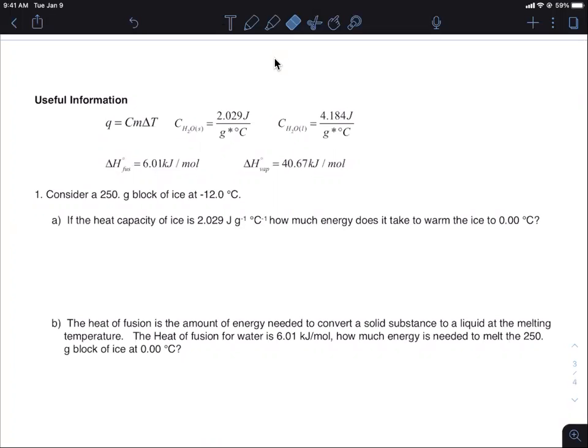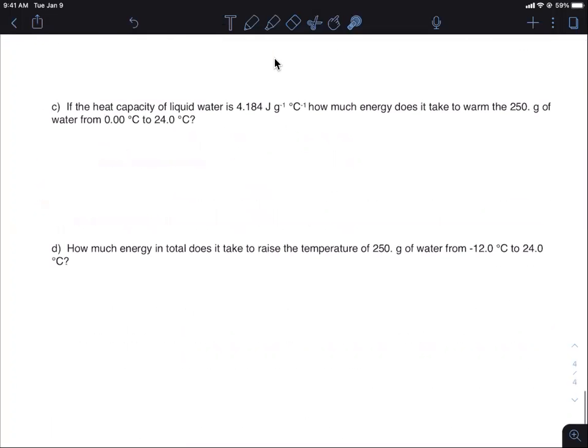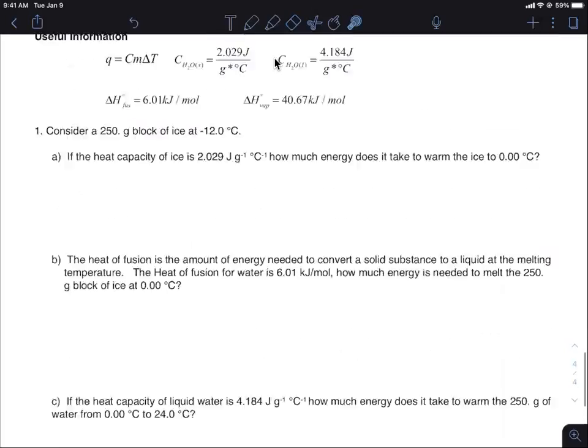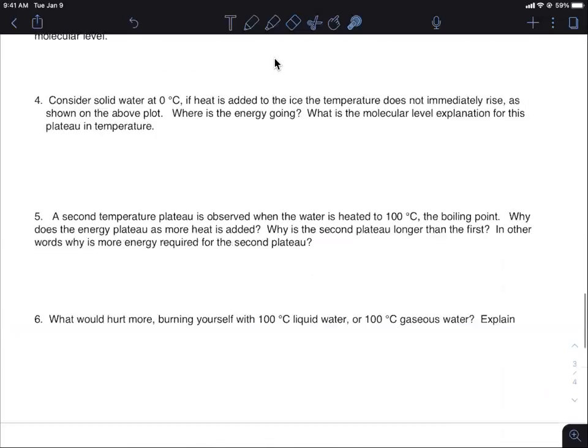Okay, so this video is going to walk us through this problem where we ended class last time. The problem is shown here, where we're asked: if we consider a 250 gram block of ice starting at negative 12 degrees, and we were to increase the temperature of this block of ice until it was 24 degrees, how much energy does that take? And the question, as you can see, is broken down into multiple parts. We can ask the same question.